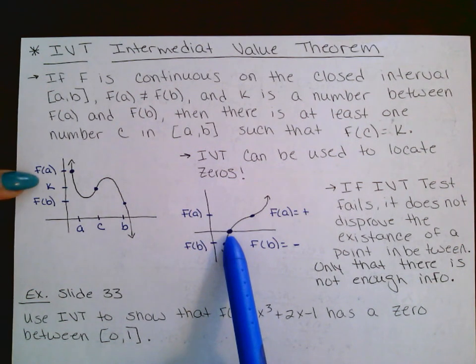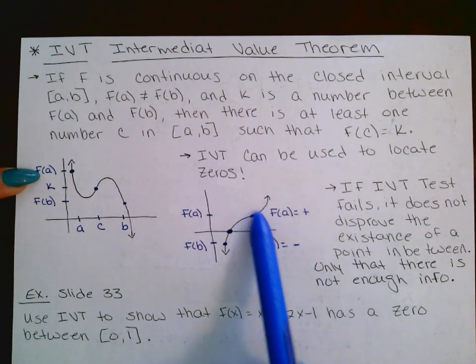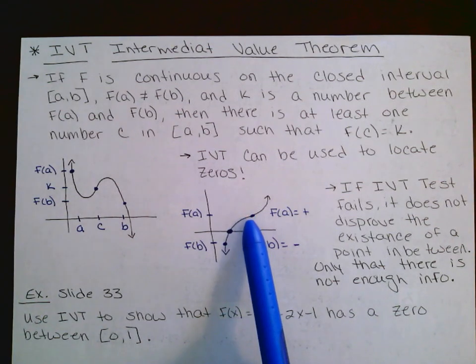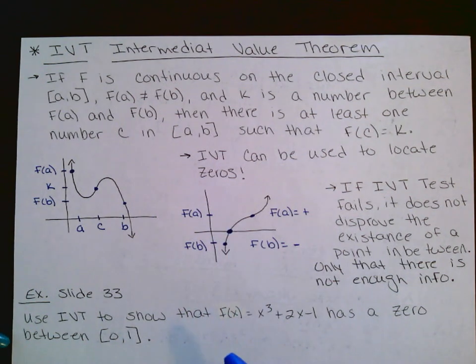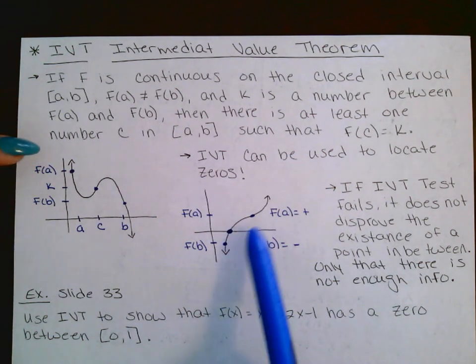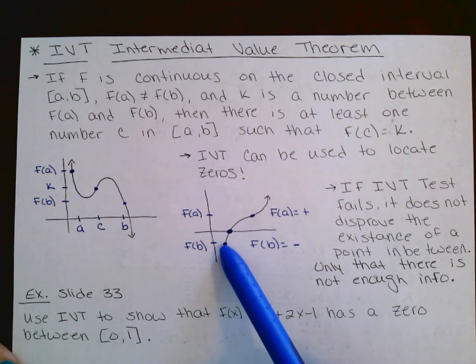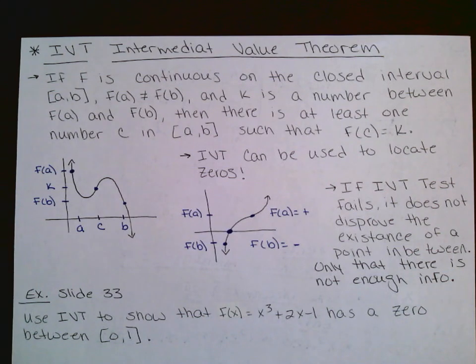So for example, if I can prove that f of a is a positive number and f of b is a negative number, that means that somewhere in between, and of course assuming it's continuous, I had to hit the x-axis, which means that I have a 0. Now, if for whatever reason the IVT test, when you're working it, fails, it doesn't mean that there is no point in between that exists. It just means that I do not have enough information. So this is not a test that I can use to disprove things, only to prove, because if the test does not work, it just means not enough info.